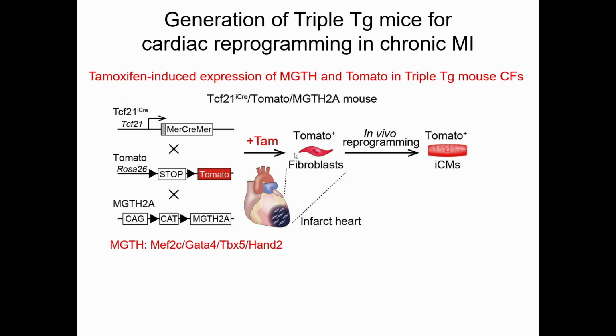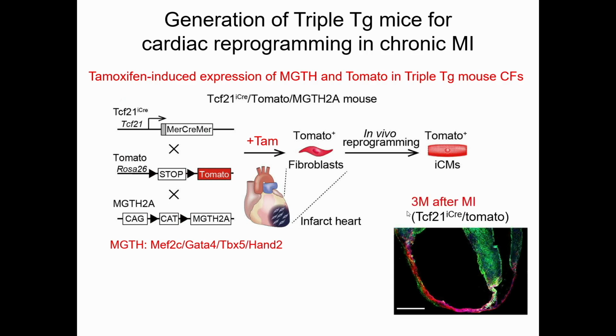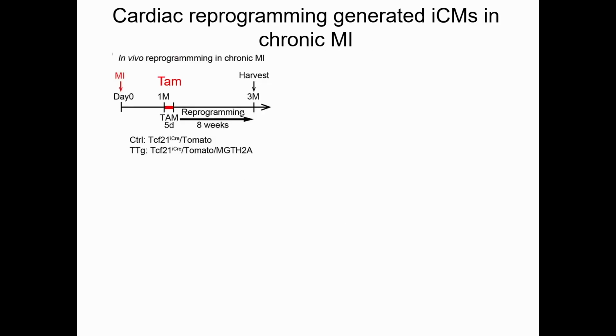By administration of tamoxifen, we can label resident fibroblasts with tomato, and also simultaneously overexpress cardiac reprogramming factors in the fibroblasts, and we expected we can make new muscle cells in the heart. This is very important. We realized that there are many tomato-positive cardiac fibroblasts 3 months after MI, as shown here. So there are many fibroblasts even after 3 months. These cells are the target of cardiac reprogramming in chronic MI.